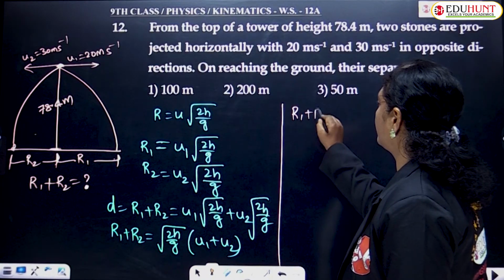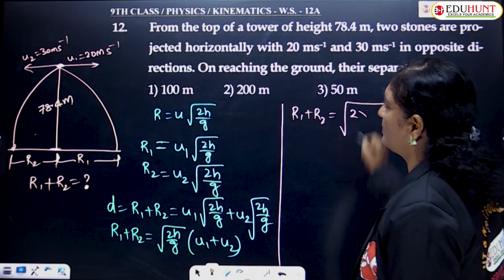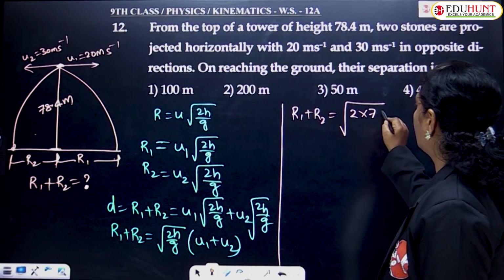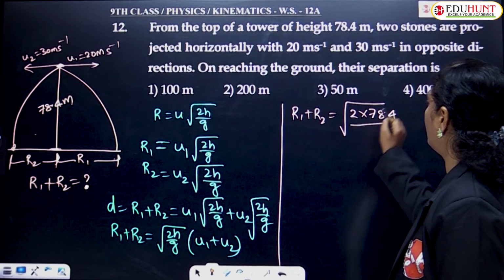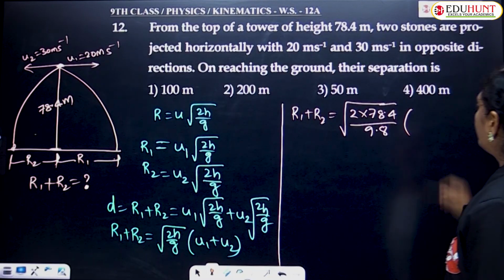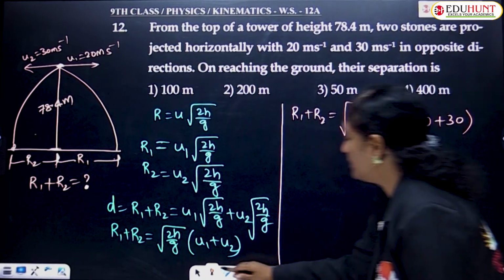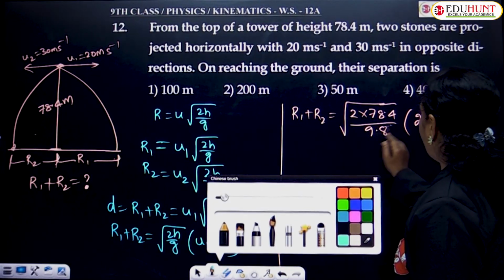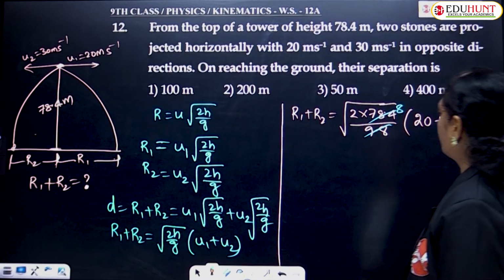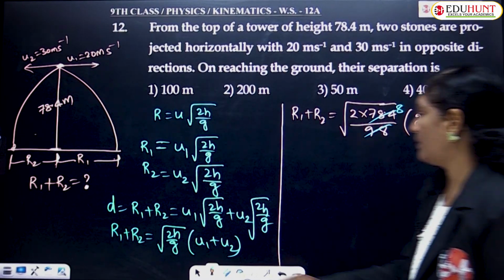R1 plus R2 as root over 2H by G. Height is given as 78.4 and G, let us take it as 9.8, into U1 plus U2. One is 20, the other is 30. And we know that 9.8 goes 8 times in 78.4. 9.8 into 8 is 78.4.